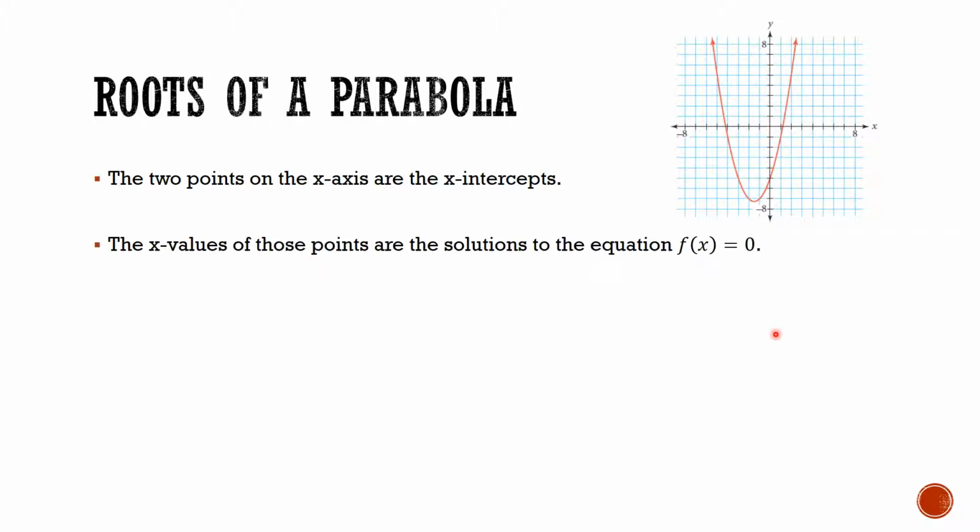So the x values of those points are the solutions to the equation f of x equals 0. Say this is f of x, like f of x equals some parabola equation. So if f of x equals 0, notice that it would be where it crosses the x-axis.